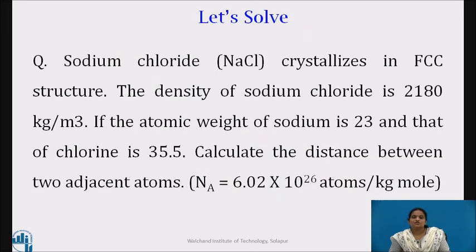Now students, solve this one also. Sodium chloride crystallizes in FCC structure. The density of sodium chloride is 2180 kg per meter cube. If the atomic weight of sodium is 23 and that of chlorine is 35.5, calculate the distance between two adjacent atoms. So, the value of Avogadro's number is also given. Students, please read this question carefully and think about what exactly we have to calculate.